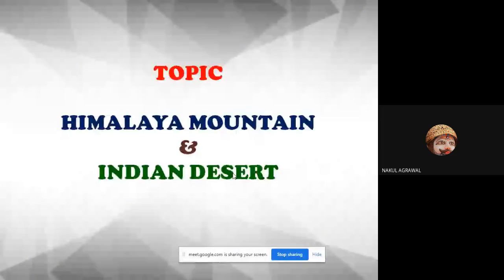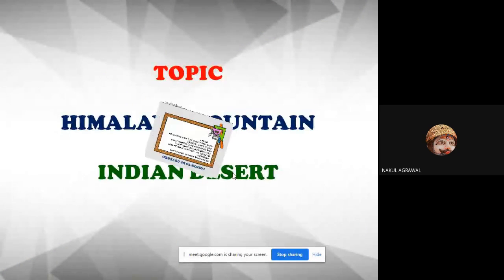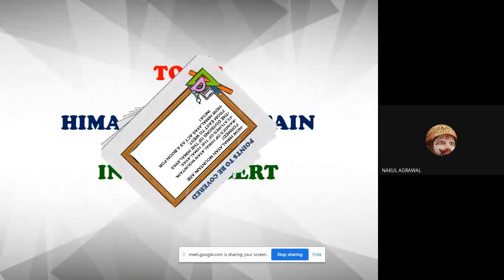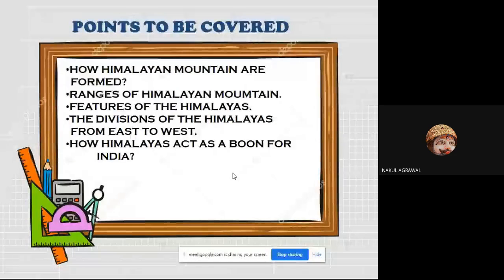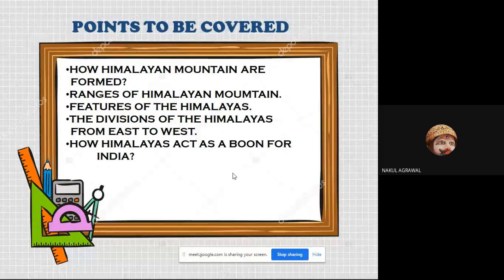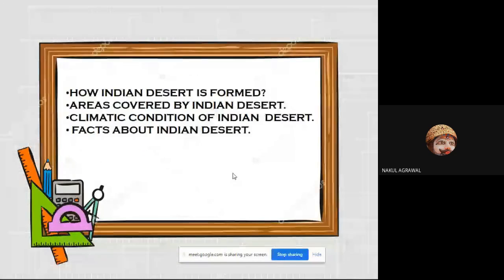Topic: Himalayan mountains and Indian desert. Points to be covered: how Himalayan mountains are formed, ranges of Himalayan mountains, features of the Himalayas, the division of the Himalayas from east to west, how Himalayas act as a boon for India, how the Indian desert is formed, areas covered by the Indian desert, climatic conditions of the Indian desert, facts about the Indian desert.